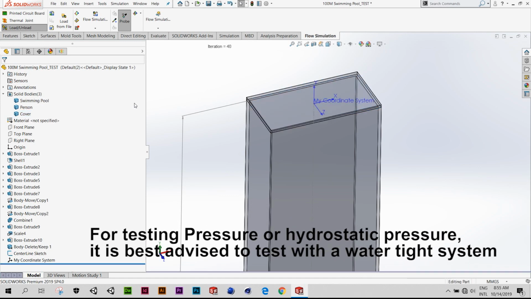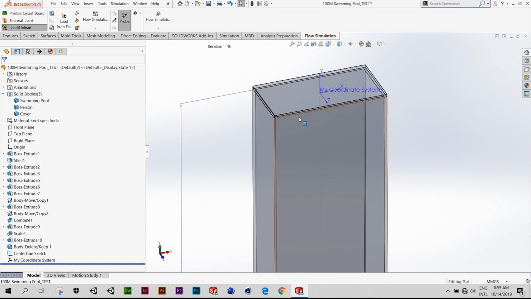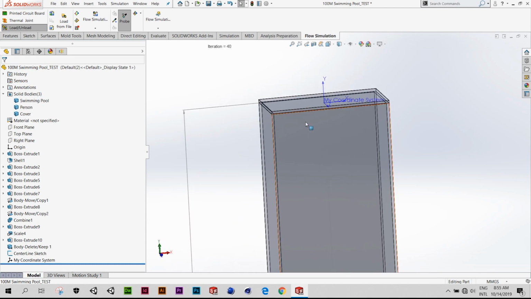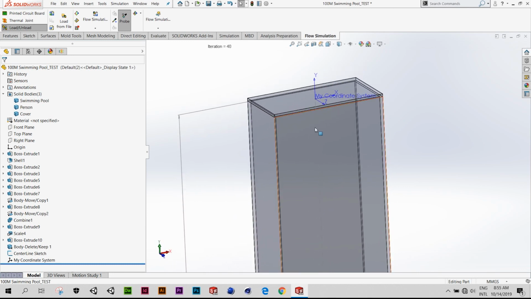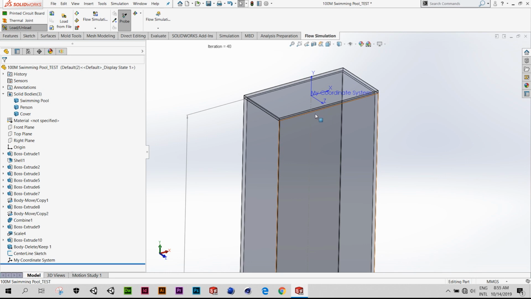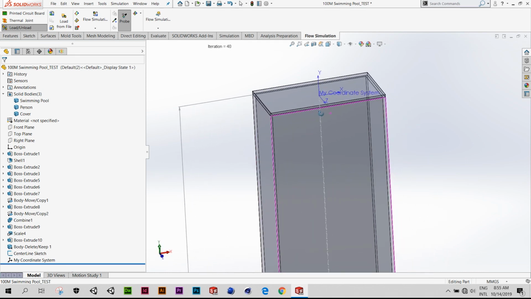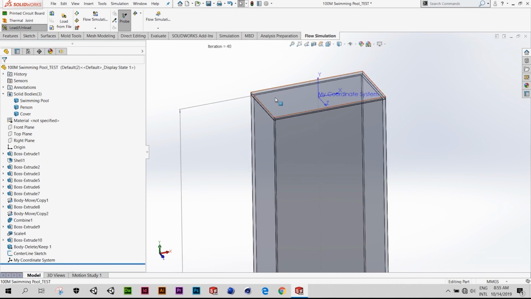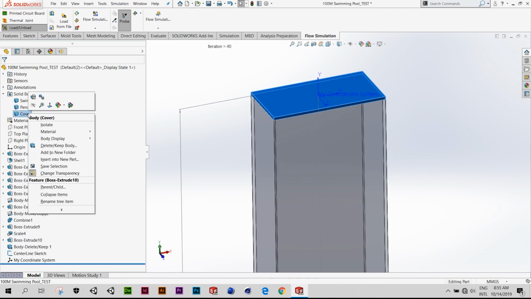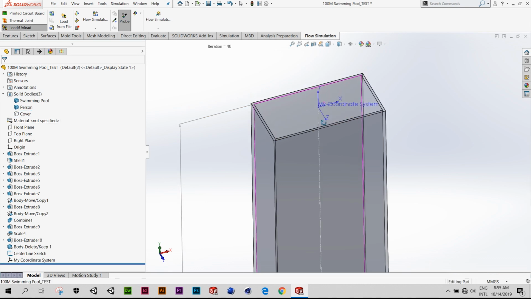As how SolidWorks works, for this kind of example, if you're working with or testing hydrostatic pressure, then you need to work with an airtight system, like everything is covered. And later I will show you. There's a cover, and then I remove it, you see.